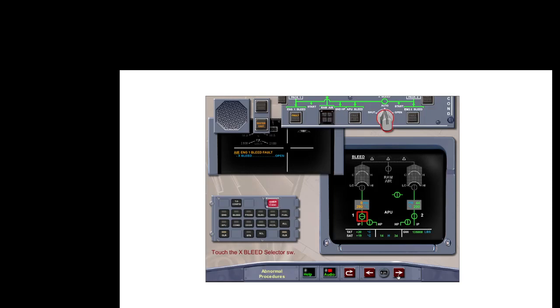The only ECAM action to complete is the cross-bleed selector switch to open. This will allow both packs to be run from one engine bleed. If wing anti-ice was on or is required, the affected pack must be switched off. Touch the cross-bleed selector switch to complete the ECAM actions.